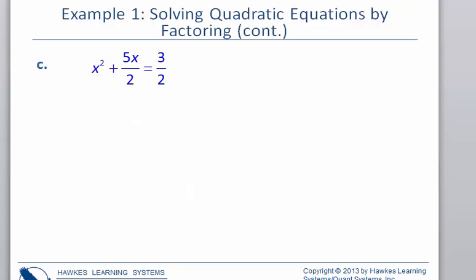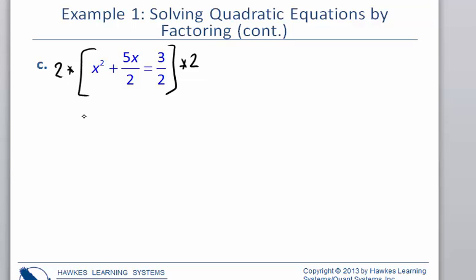And our third example is also a little different because it has fractions. So we have the issue of it not being set equal to 0, which we're going to have to deal with, and we also have the fractions. Remember that the easiest way to get rid of the fractions is to take your least common multiple of your denominator and multiply all of your terms by that. So in this case, it's just going to be 2. And so we're going to be multiplying each term by 2.